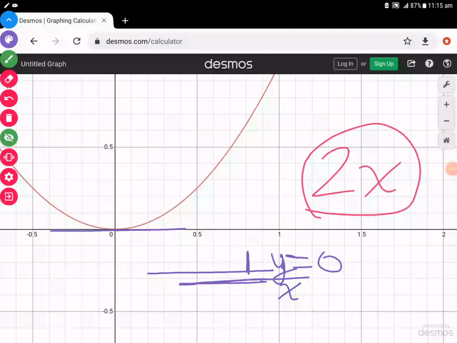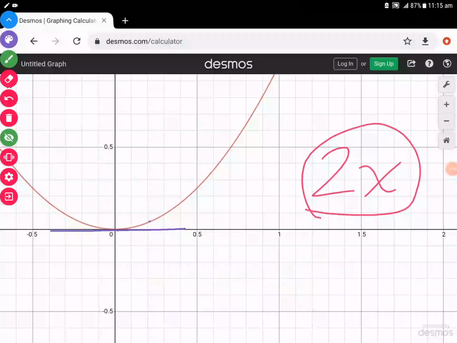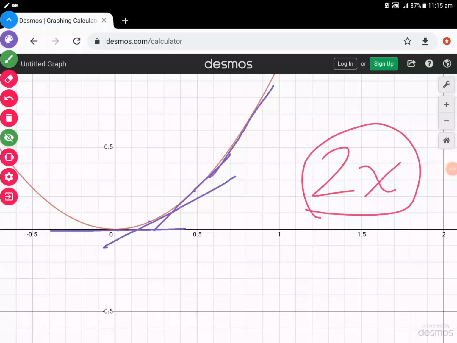So yeah, now what happens at this point? At this point, the tangent is this, and there is a specific slope. And at this point what happens? The tangent is like this, and you see that the tangent is changing and changing and changing.